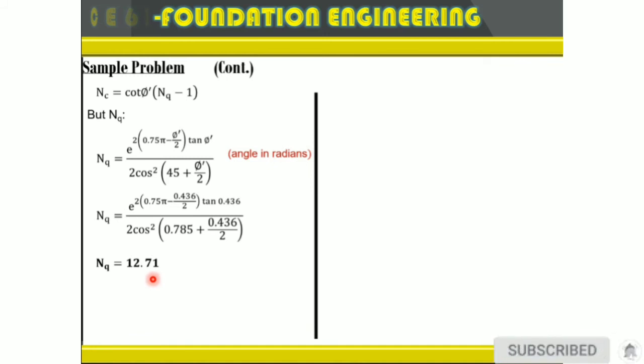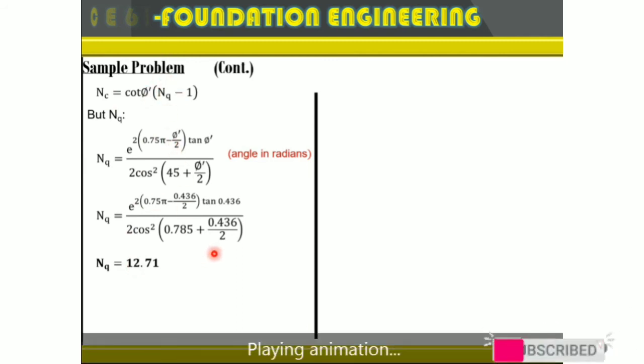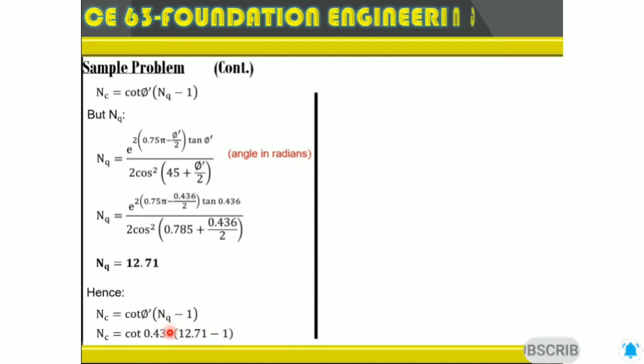So you can check this one in the table with regards to the reference books. If you look into Braja Das, you can see that the value there is almost the same, 12.71. So we can get now the value of our Nc based on the calculated Nq by this formula. So we can substitute now the formula here. Cotangent, take note again that your phi prime must be in radians. So this is now in radians, 0.436, and then you can get the value of your Nc, which is 25.13.